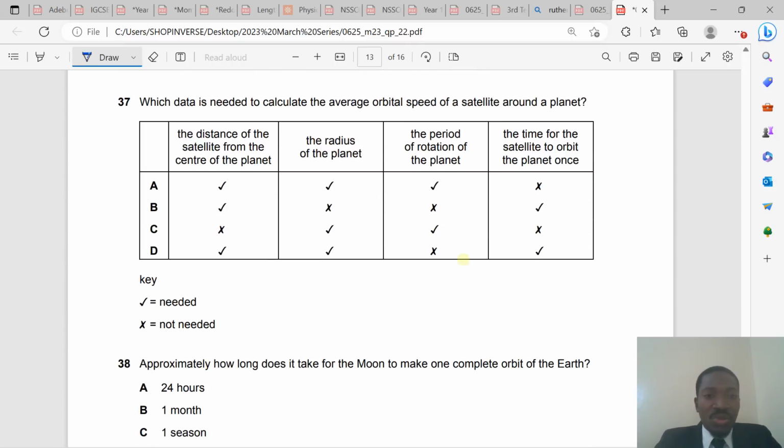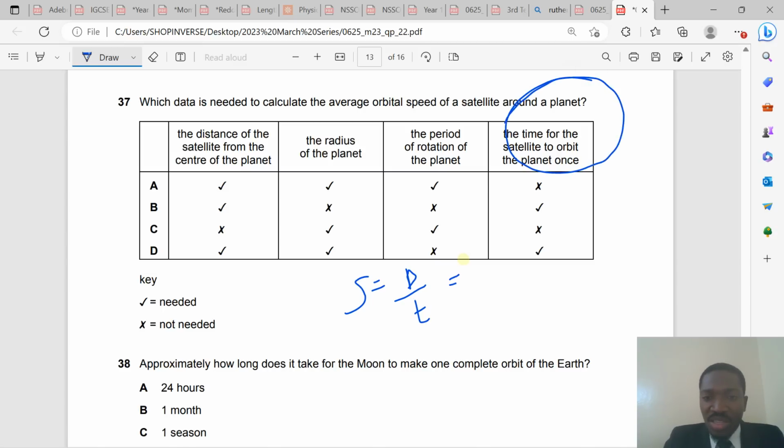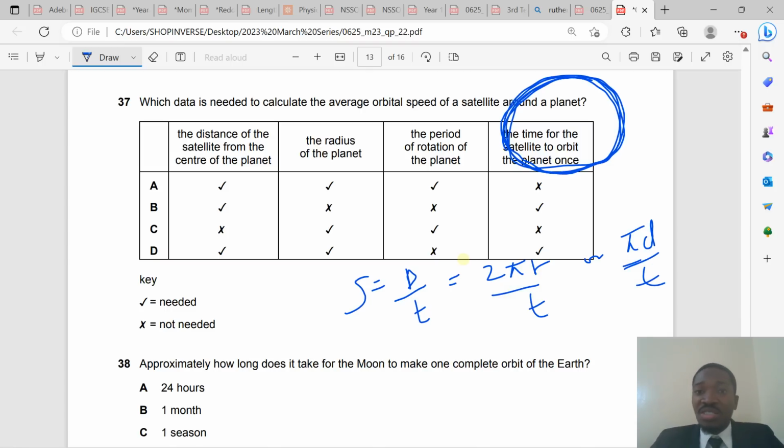Question 37. Which data is needed to calculate the average orbital speed of a satellite around a planet? Okay, how do you get speed? Speed, you divide the total distance by total time. And how do you get distance? Since it orbits in elliptical cycles, if you want to approximate that with a circle, you can just use 2 pi r, or pi d, for the distance, divided by the time taken. That's how you can estimate the speed of the satellite around the planet.